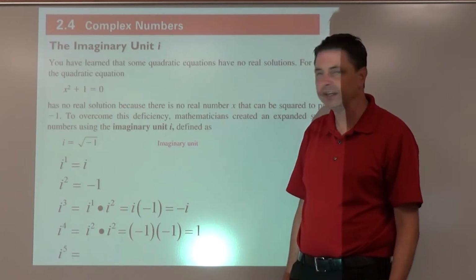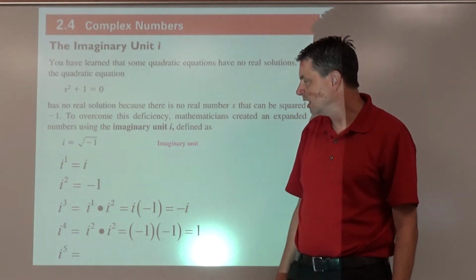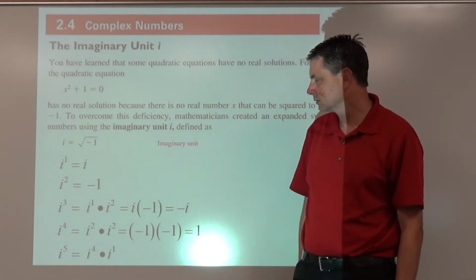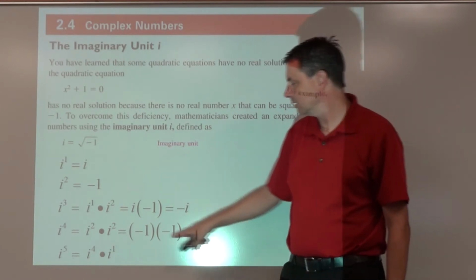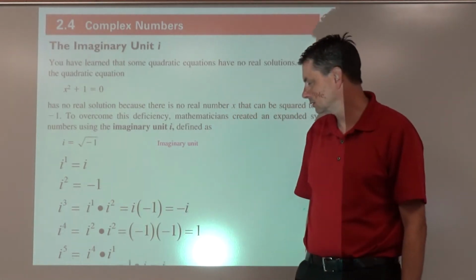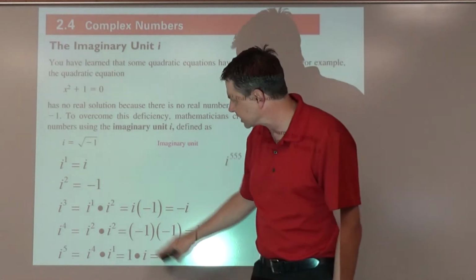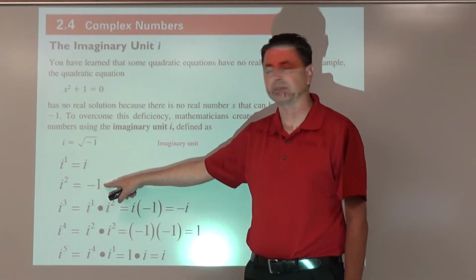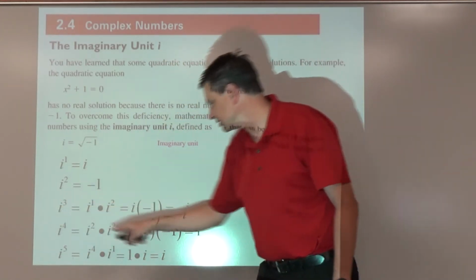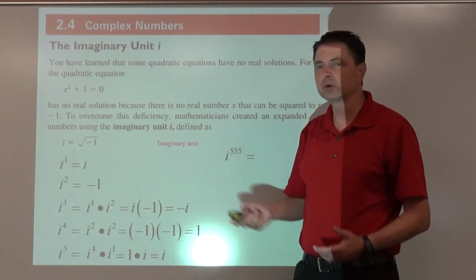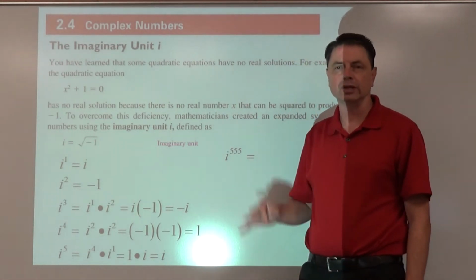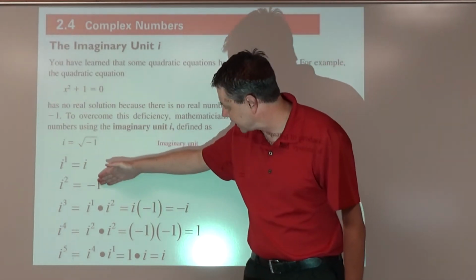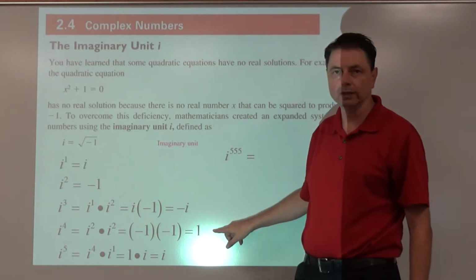And if we did i to the fifth, there are different combinations we could use, but probably the easiest might be i to the fourth times i to the first. 1 times i is i. So we start to see, hey, it's going to repeat. In fact, if we did i to the sixth, you'd see it's the same thing as i to the second. i to the seventh is the same thing as i to the third. So there's really only 4 possible values you can get by raising i to an integer power. We're either going to get i, negative 1, negative i, or 1.